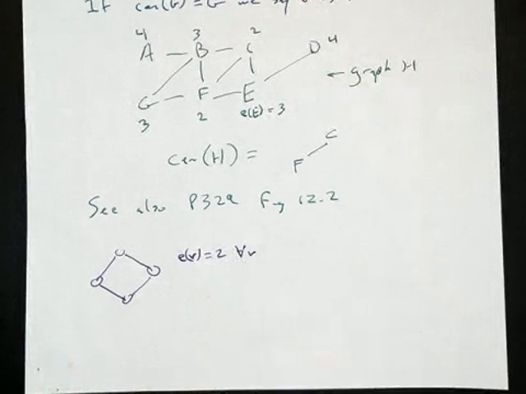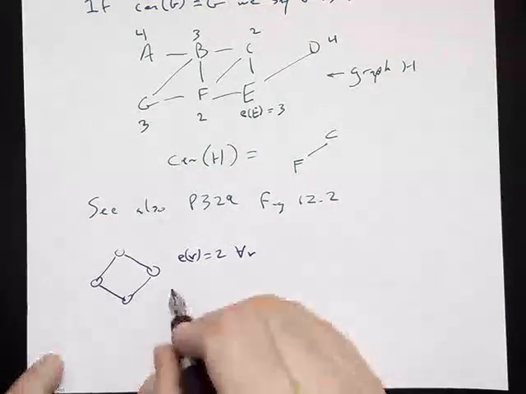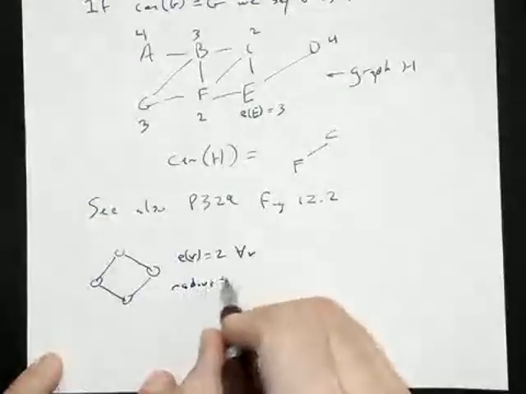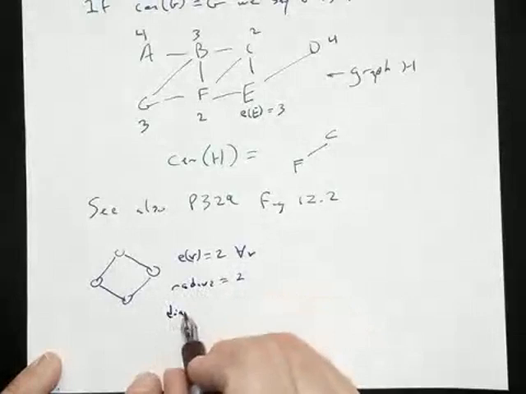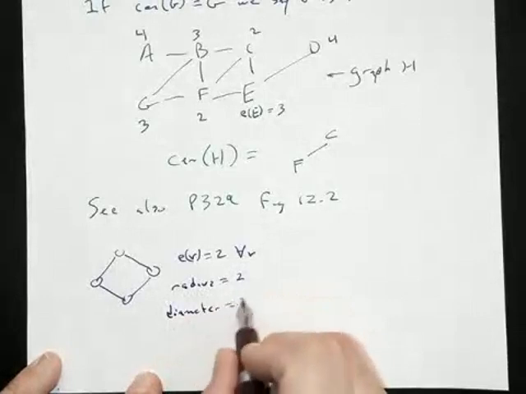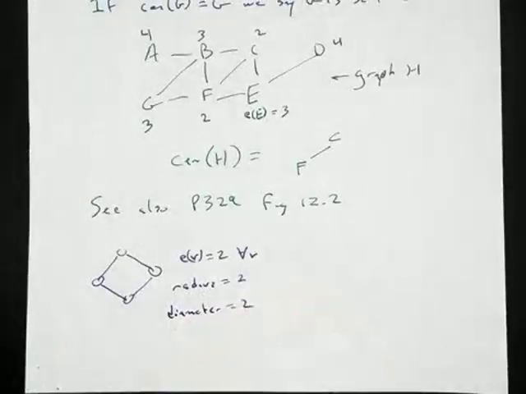Wait a minute. The radius is the smallest eccentricity. Radius of that graph is 2. The diameter is the largest eccentricity. The diameter is 2. Well, shoot.